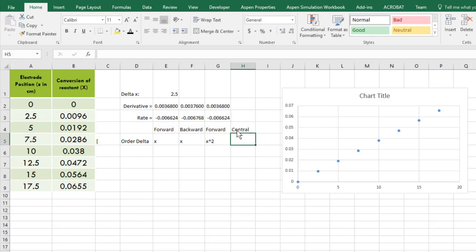Okay. The central is delta x squared. It's not delta x squared. The central equals, okay, f of x plus delta x minus f at x minus delta x, so I'm going on opposite sides, divided by twice delta x.